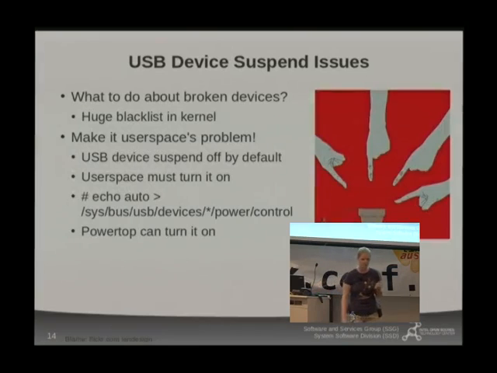Basically, we started out saying we want to enable good power management. We want to have all these devices suspend. We'll just make a blacklist in the kernel of all these bad devices, and it will work out just fine, right? No, the blacklist got much too large. It was too difficult to maintain in the kernel. So basically, we made it user space's problem, which means we made it our users' problem. I'm sorry.